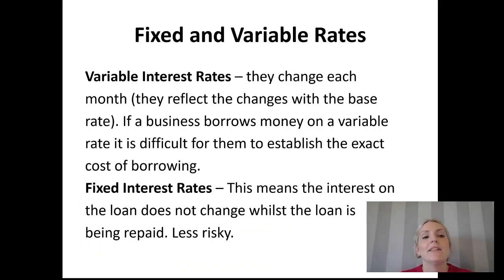Fixed and variable rates. Variable rates of interest change every single month, and they change after the Bank of England releases the base rate. So for example, my mortgage, which is the interest I pay on the amount I've borrowed to buy my house: if I've got a variable rate mortgage, what might happen is I have £500 a month to pay. The base rate goes down, I might pay £460 a month. The base rate goes up, I might pay £550 a month.